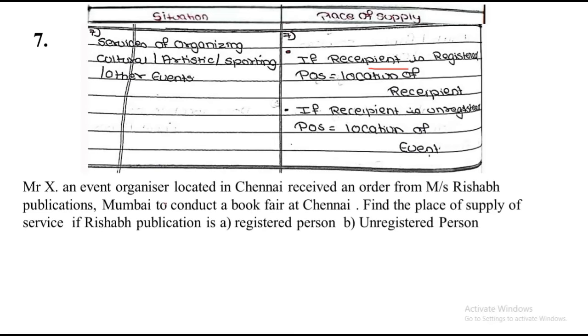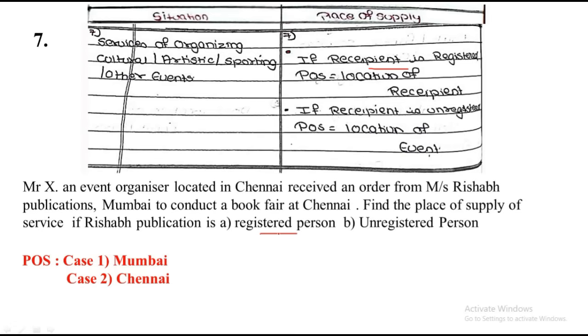So Mr. X, an event organizer located in Chennai, received an order from Rishabh Publication, Mumbai, to conduct a book fair in Chennai. Find the place of supply if Rishabh Publication was registered. If Rishabh was registered, his location, Mumbai, will become the place of supply. If it is not registered, then the place where the event took place, the book fair, was at Chennai. So Chennai will be the place of supply. So first case Mumbai, second case Chennai.